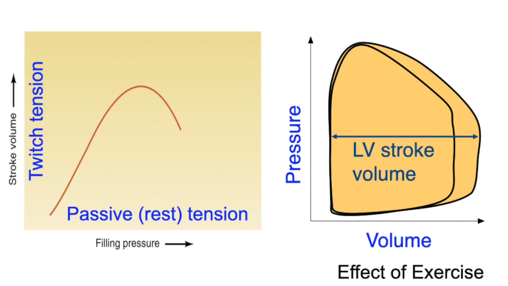So the end diastolic volume is the maximum filling volume. The end systolic volume is the minimum volume after contraction. And that distance, which you see in the pressure volume loop, gets larger. And that tells us that the stroke volume increases. And that explains one of the many effects that exercise has on our hearts.